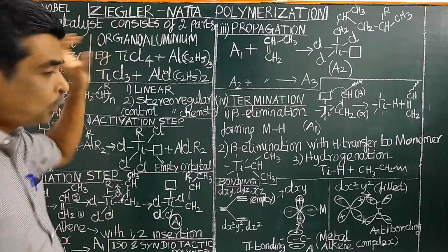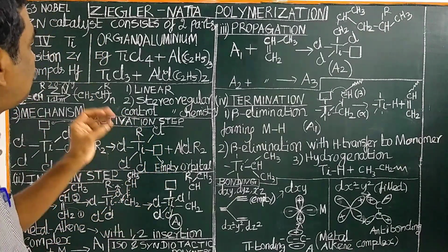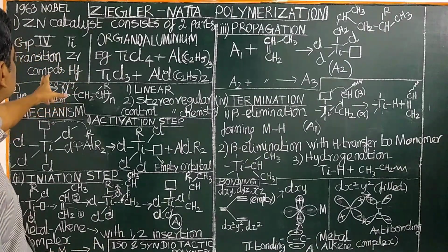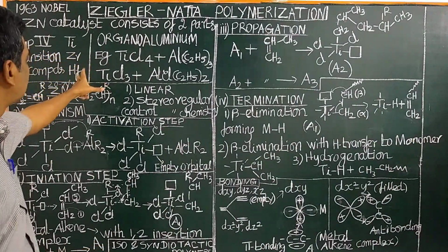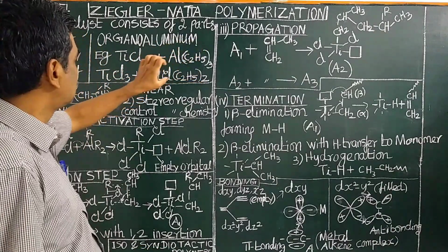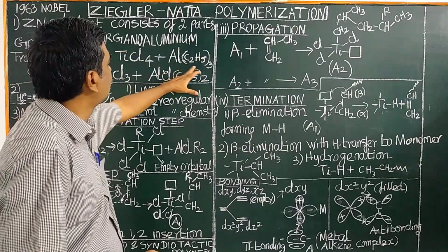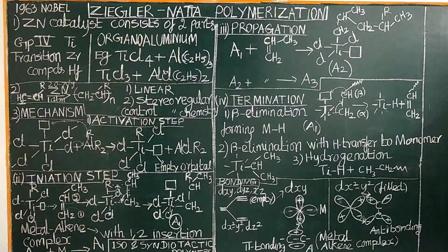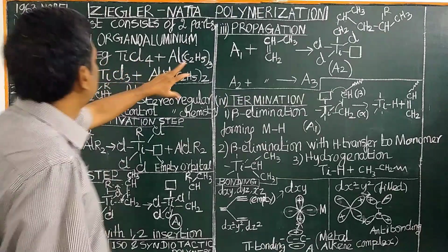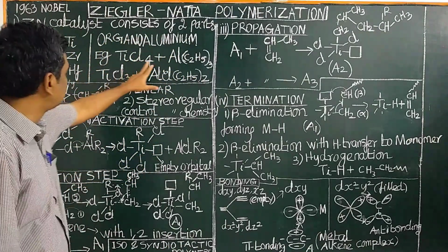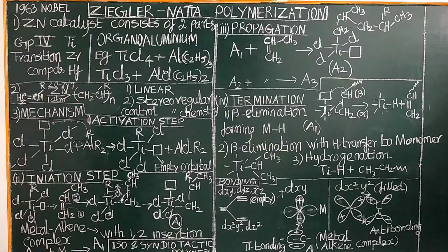Let us see what is called Ziegler-Natta catalyst. It consists of two components. Group 4 transition metal compounds, for example titanium, zirconium, hafnium, and organoaluminium compounds. What are organoaluminium compounds? For example, triethyl aluminium is used as co-catalyst. Organoaluminium is used as co-catalyst in this process. Titanium tetrachloride is the catalyst.